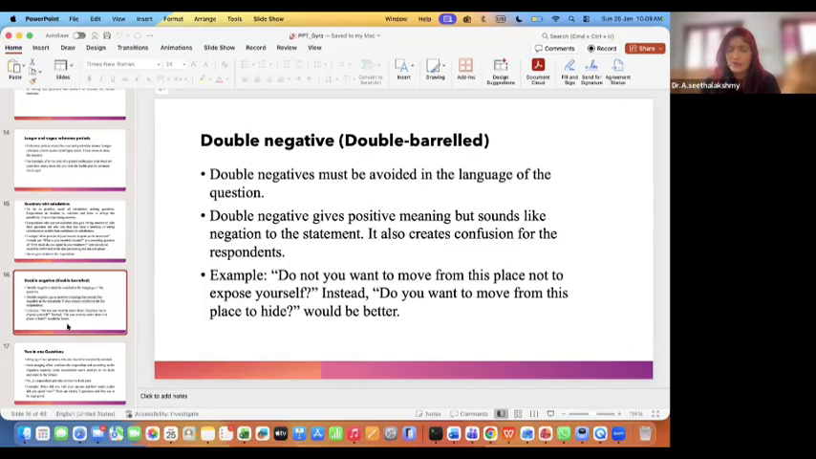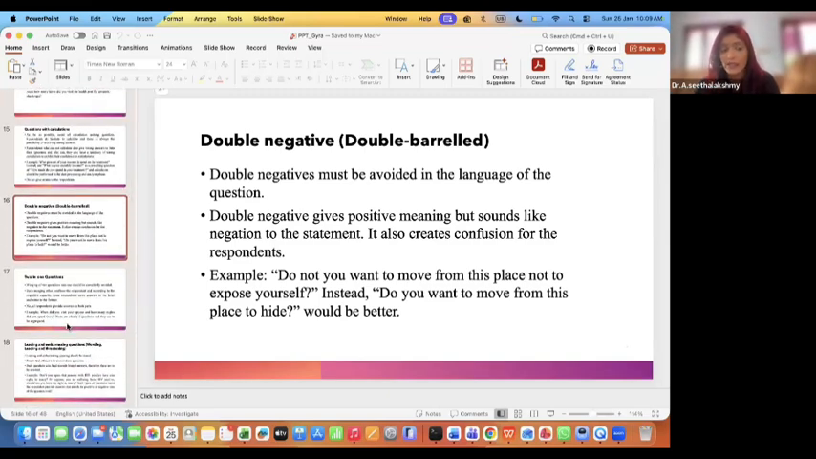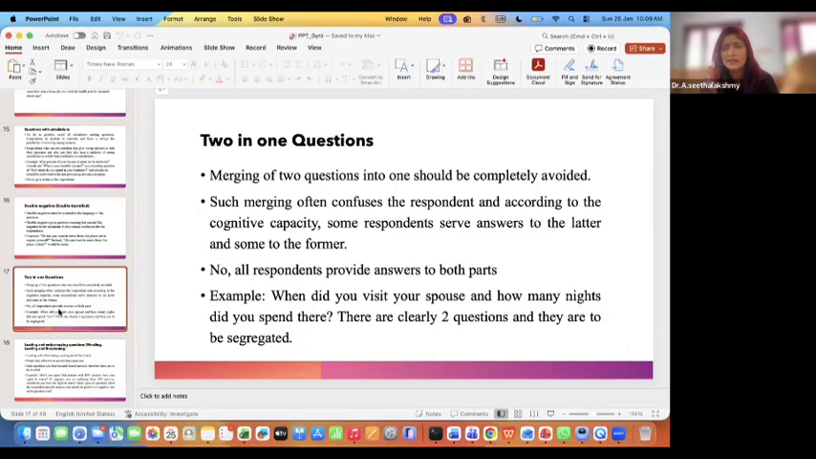We agree. But what happens is, as an observer who doesn't read carefully, or as a respondent, when they read, they initially feel that this is a kind of negative. So they will concentrate on that and answer immediately. Please avoid that. Always make sure that your questionnaire contains positive terms, not negative terms. Another is, as I said previously, don't mix up two questions in one question, two in one. "When did you visit your family, and how many nights did you spend there?" Avoid that, make it two questions.